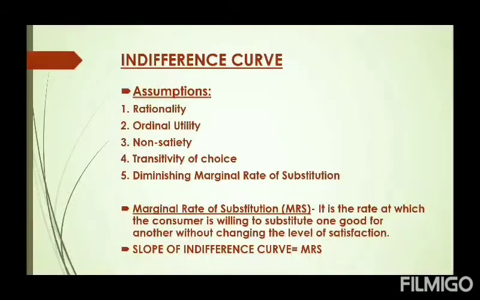transitivity of choice. Transitivity means if a consumer prefers a combination A to B and B to C, then he must prefer the combination A to C as well. That means the decision of a consumer will follow the law of transitivity. After that, the last one is diminishing marginal rate of substitution.